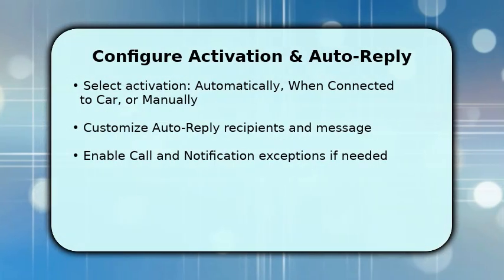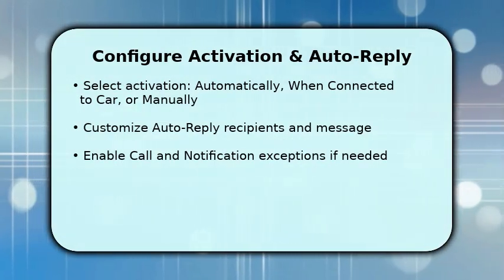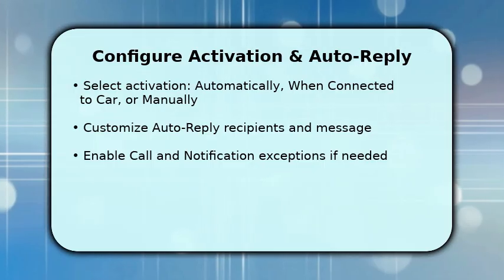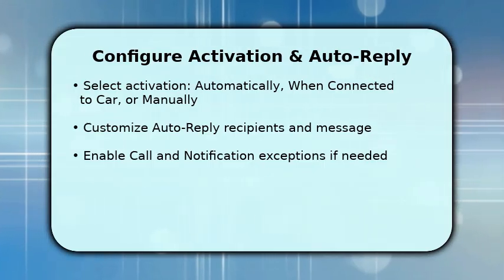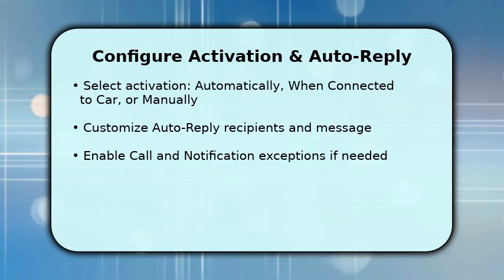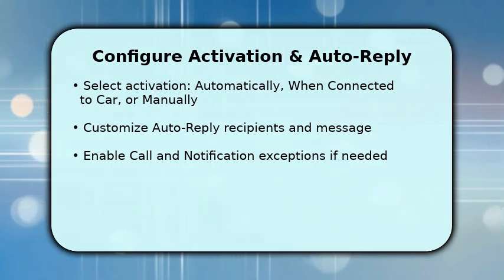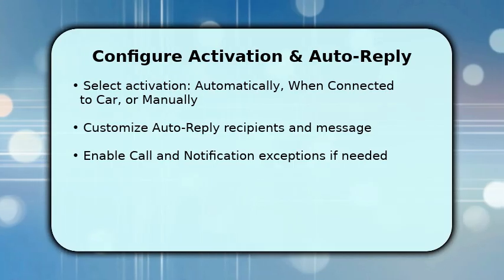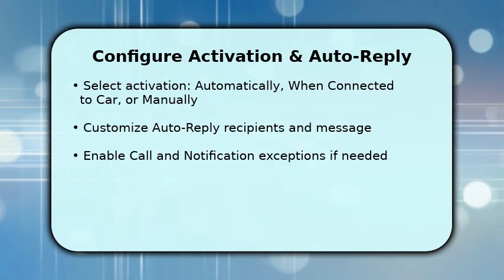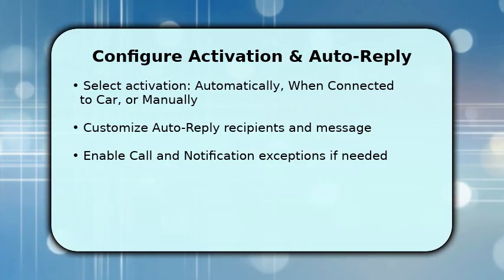Once you tap Driving, pick how it turns on. Automatically uses motion and Bluetooth when connected to car triggers via car Bluetooth, or manually keeps control in your hands. Then customize the auto reply. Choose Everyone, Recents, Favorites, or No One, and edit the message so contacts know you're driving.